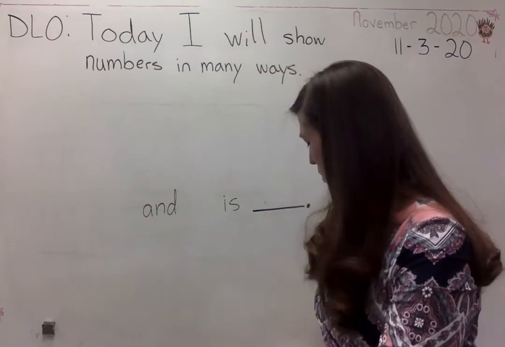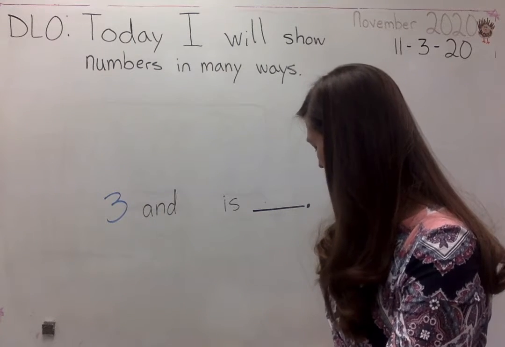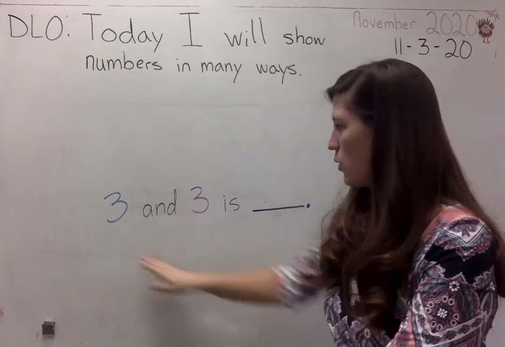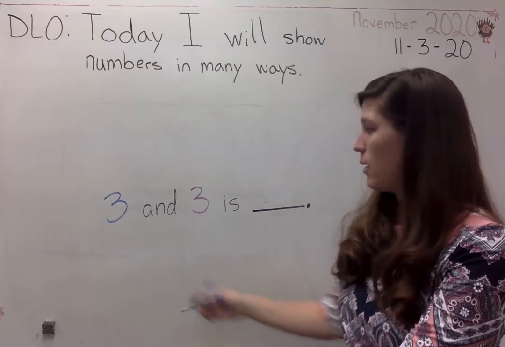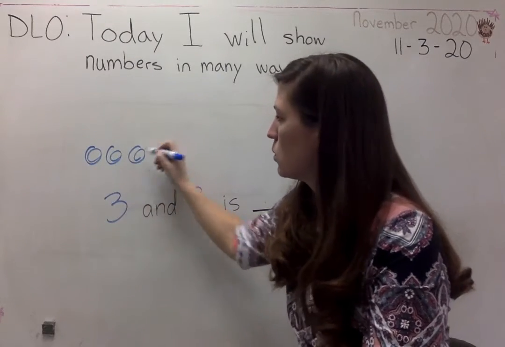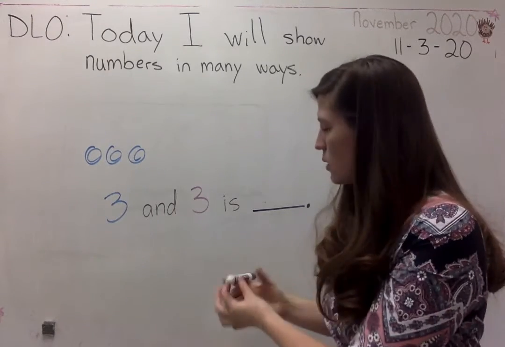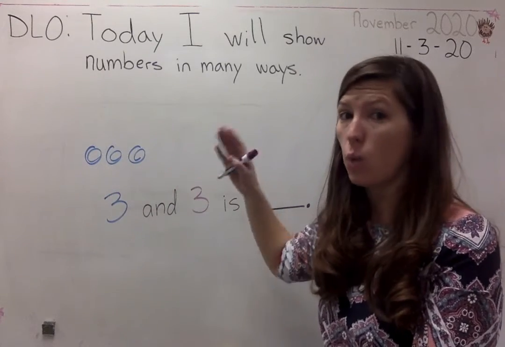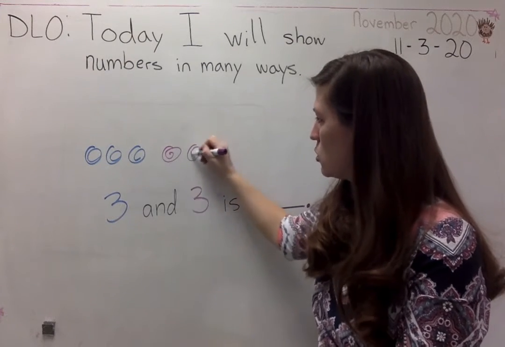My next one will be 3 blue circles and 3 purple circles. 3 and 3 is blank. Let's color them in. How many blue? 3. 1, 2, 3. How many purple? 3. So the number sentence is telling me how many I need to color and what color they need to be. So 3 purple. 1, 2, 3.